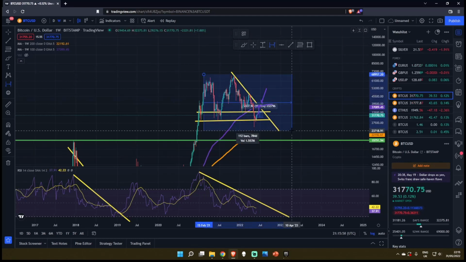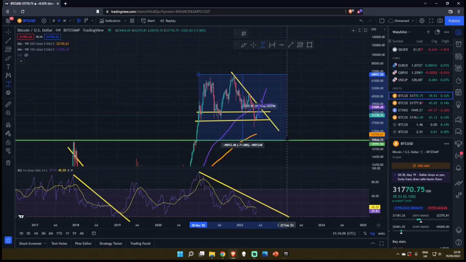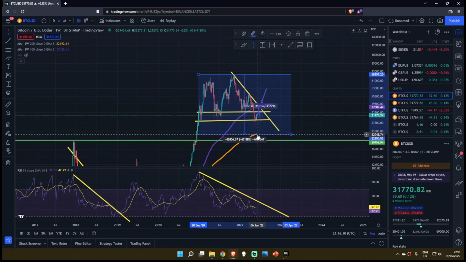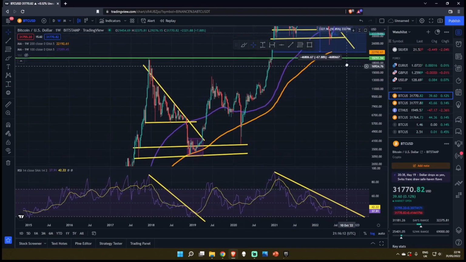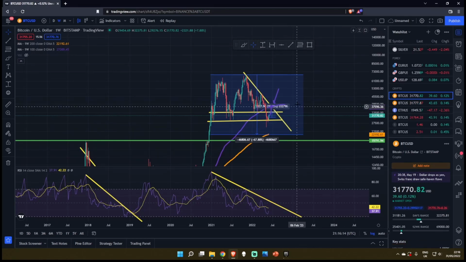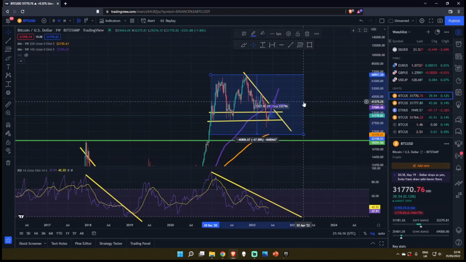If we have a super, super bearish drop, taking us down to the all-time high, that's a 71% drop. What I'm actually calling for is about a 68% drop down to 22,000. So bear in mind, what I am predicting is a lot less bearish than what we've previously seen.